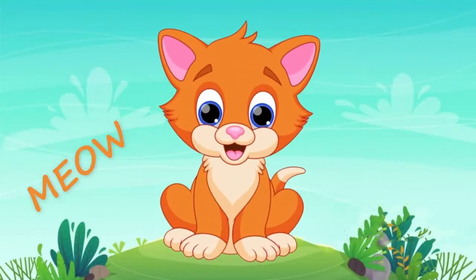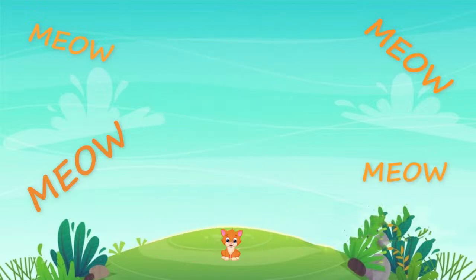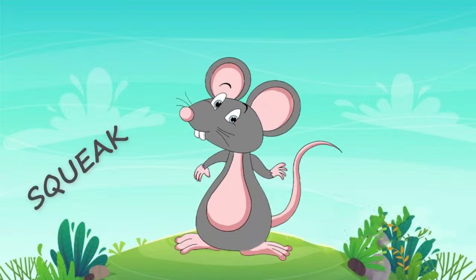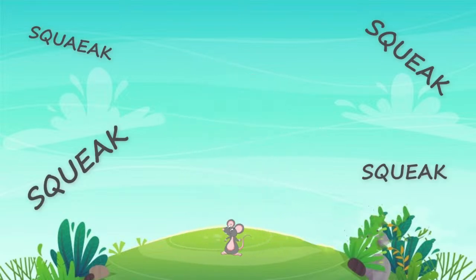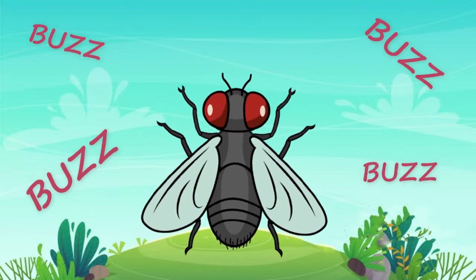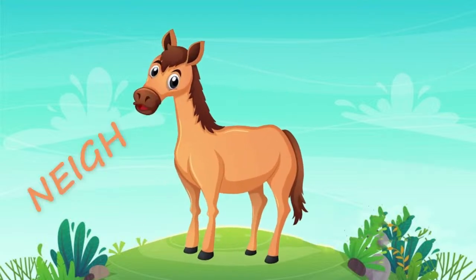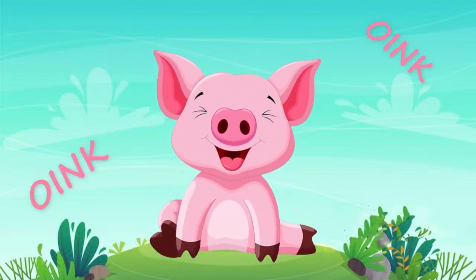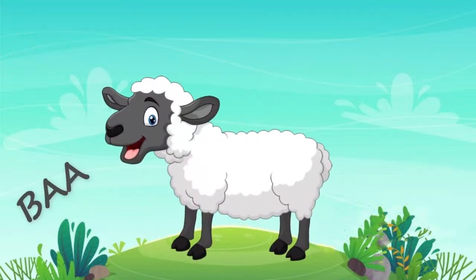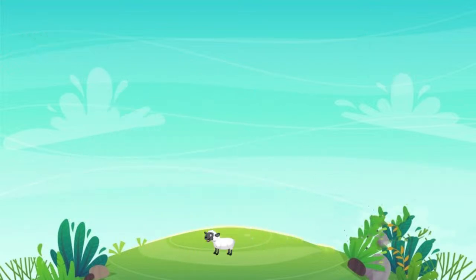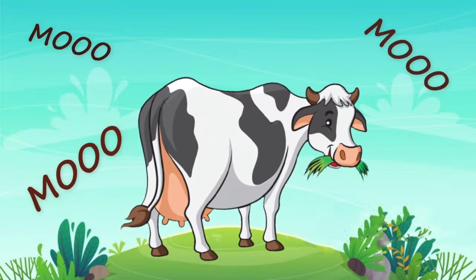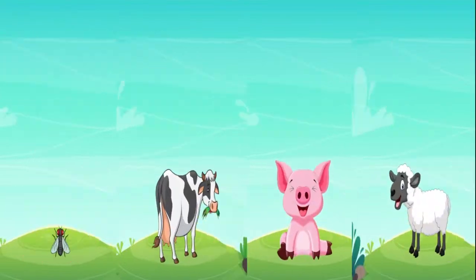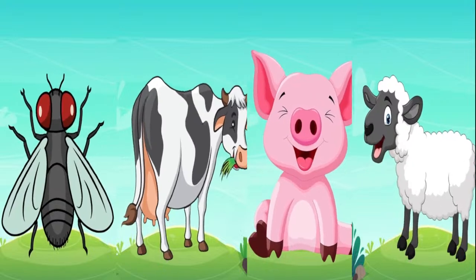The cat goes meow, meow, meow, meow. The dog goes woof, woof, woof, woof. The mouse goes squeak, squeak, squeak, squeak. And the fly goes buzz, buzz, buzz. The horse goes neigh, neigh, neigh, neigh. The pig goes oink, oink, oink, oink. The sheep goes baa, baa, baa, baa. And the cow goes moo, moo, moo. These are the animal sounds.